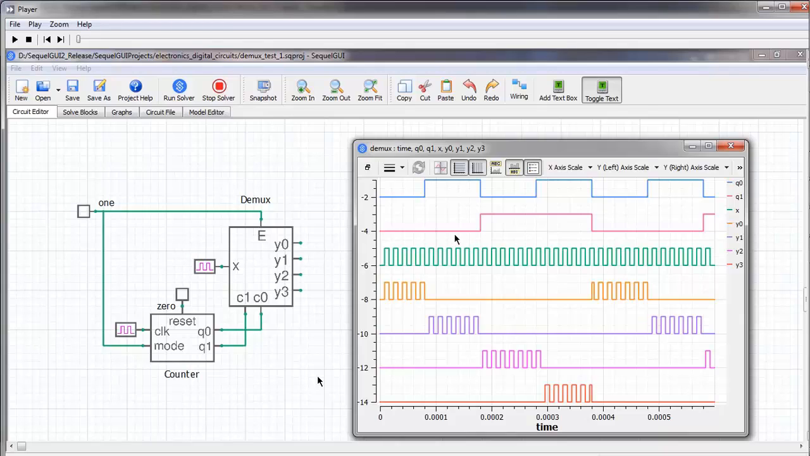When S1 is 0, S0 is 1, that means binary 0, 1 or decimal 1, X gets routed to Y1, that line, and therefore the input appears on this line in this interval here, and so on. So this is how the demultiplexer works.